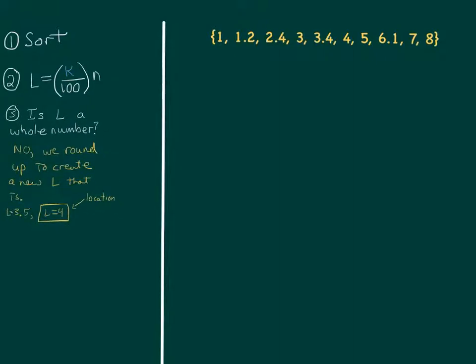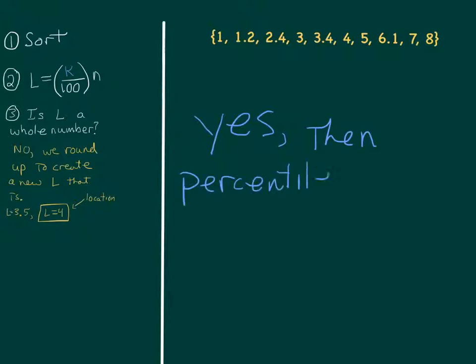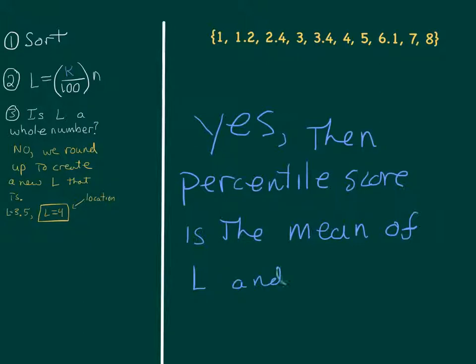Now, if the answer to that question is yes, then the percentile score is the average, or the mean, of the Lth element of the list and the L plus 1, or the L plus first, element of the list. I'm going to show you how to do this by way of example.